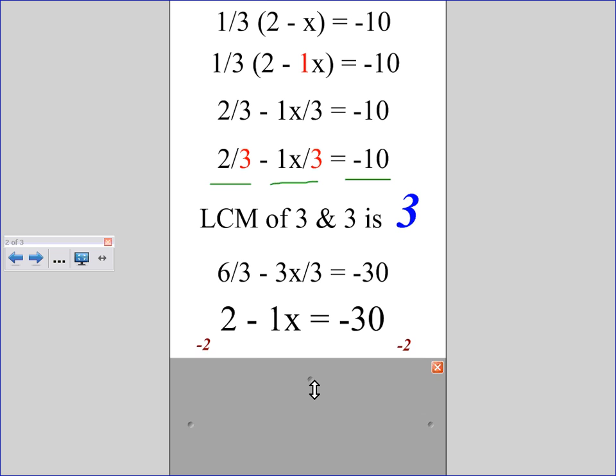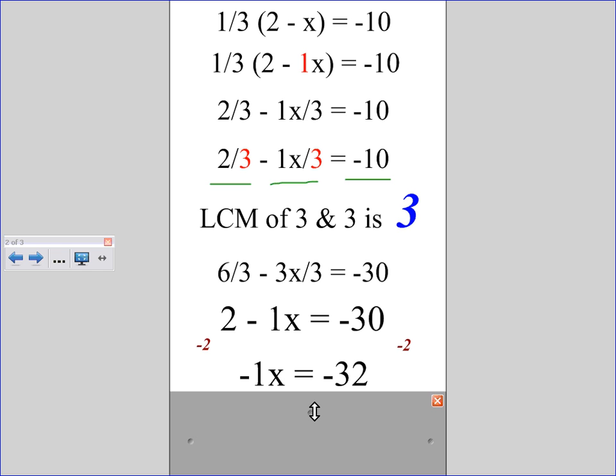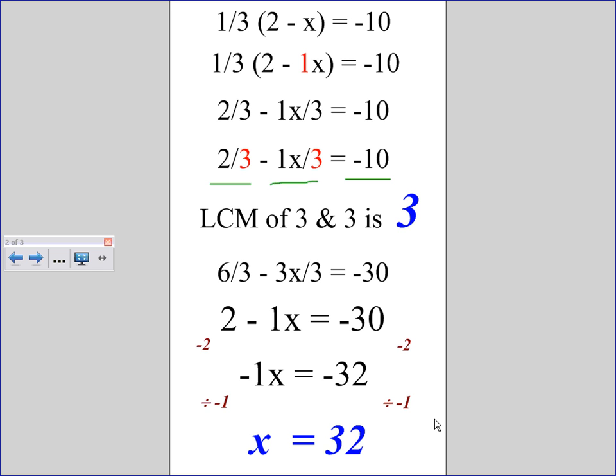First step from left to right, get rid of the 2. Minus 2 from the left, minus 2 from the right side of the equal sign. This is going to give me negative 1x is equal to negative 32. And last but not least, divide both sides by negative 1. And when I do so, I get my x value is equal to 32. And this is solving an equation with fractions using that least common multiple method. Please note, anytime an equation has the distributive property in it, I have to do that first.